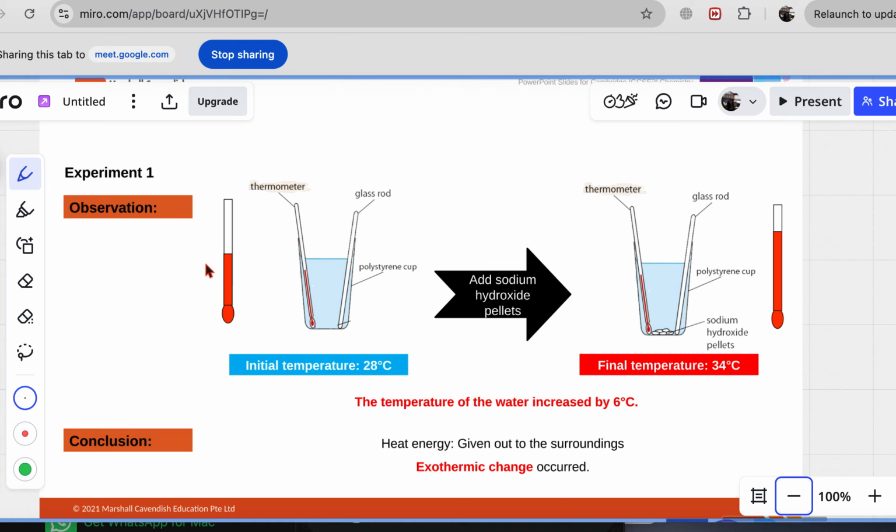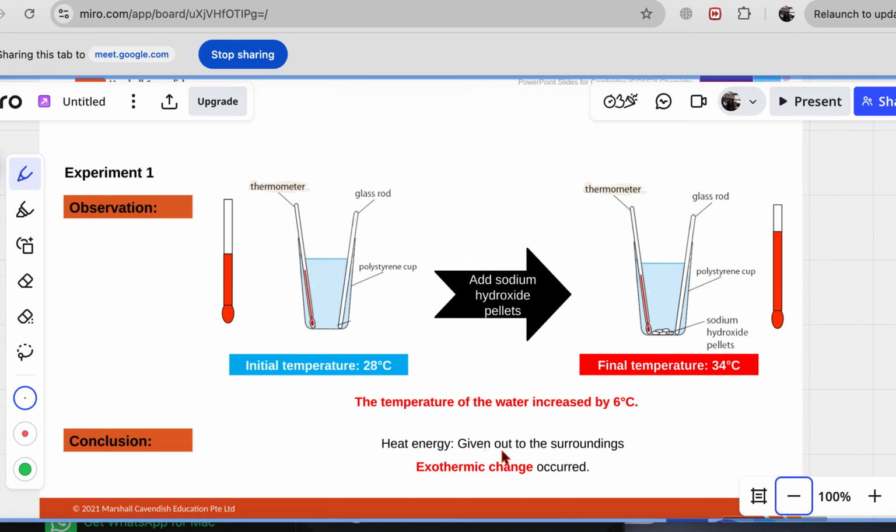Now let's take a look at this first experiment. We took water, put in a thermometer, and measured the initial temperature of the water, which is 28 degrees Celsius. Afterwards, we put in some pellets of sodium hydroxide and stir to dissolve them in water. That increases the temperature, because the final temperature is now 34 degrees Celsius. So you can see the temperature has increased from 28 to 34. Now we find the difference in temperature: 34 minus 28 gives 6. It means the temperature of the water has increased by 6 degrees Celsius.